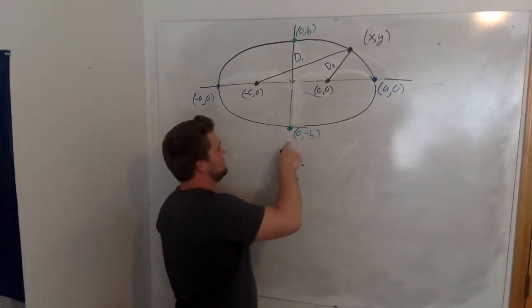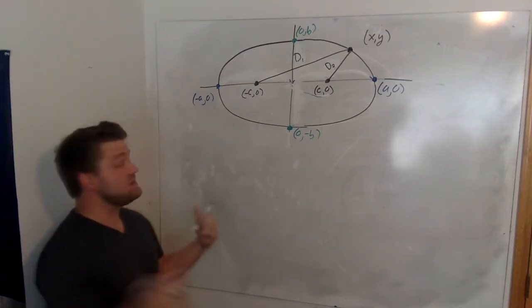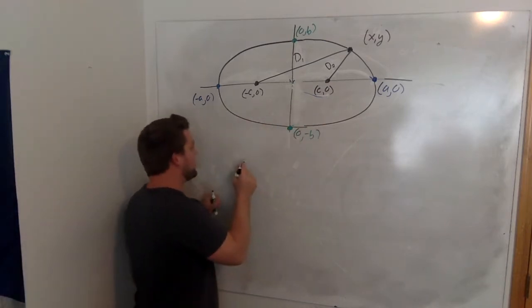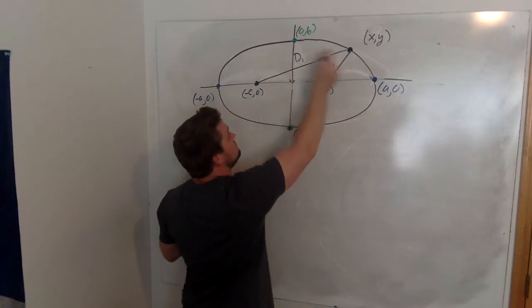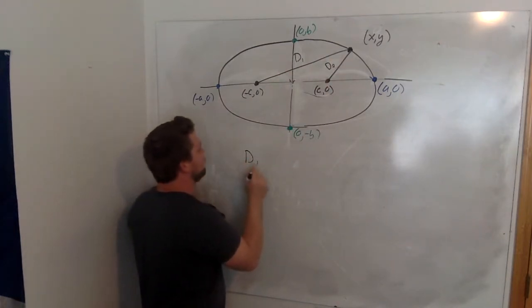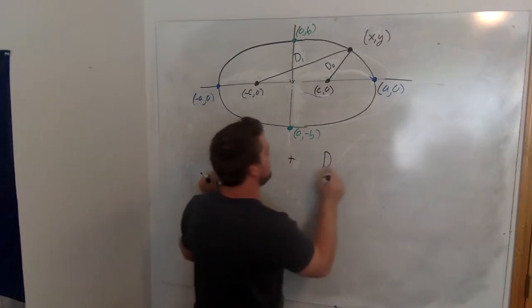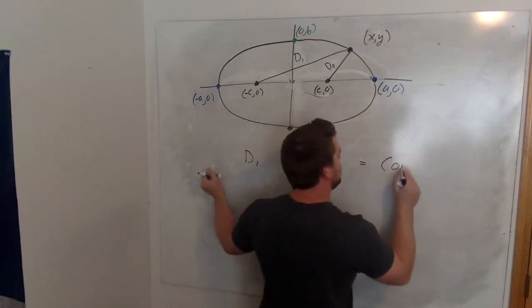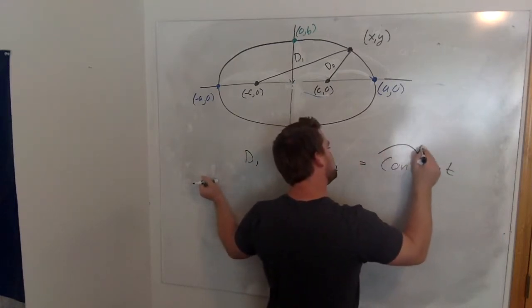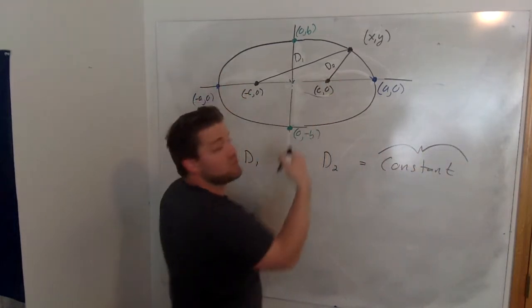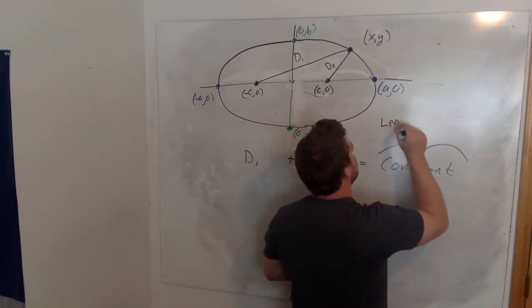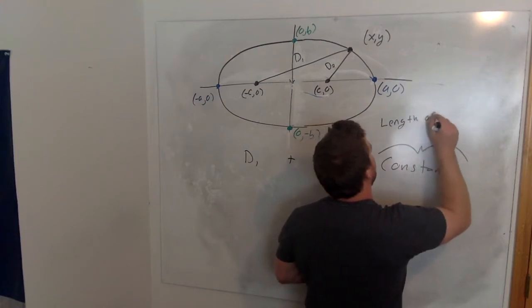What is the definition of an ellipse? Well, we have that the sum of these two distances must be a constant. We have d1 plus d2 is equal to a constant. Well, what is this constant? This is just kind of like the length of the string that you would have cut to make this shape. You can kind of think of this as the length of the string.